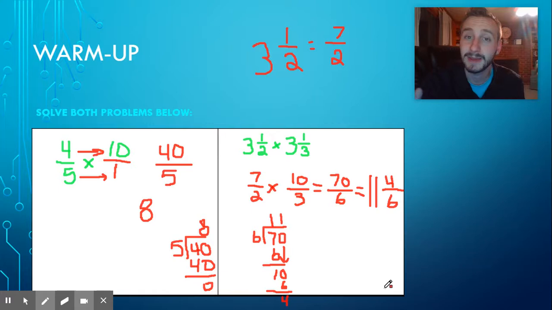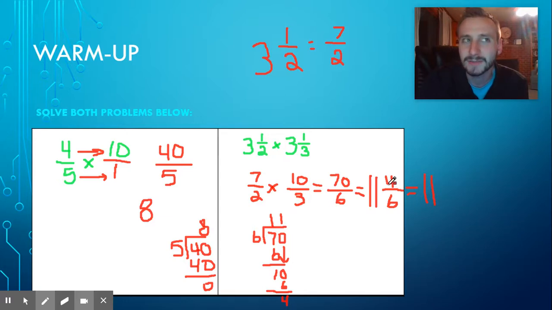Now I want you to think about this. You always want to try to simplify your fraction to the smallest it can be. So 4/6 can be simplified. Is there a number that goes into both 4 and 6 evenly? 2. They're both even numbers, so 2 can go into 4 and 2 can go into 6.